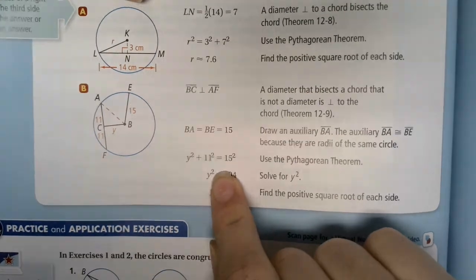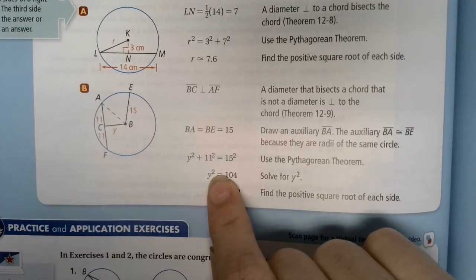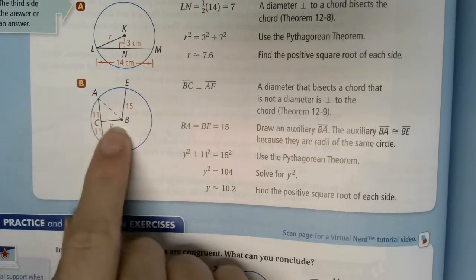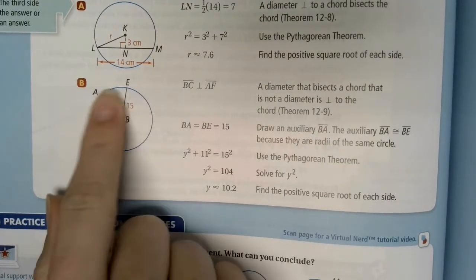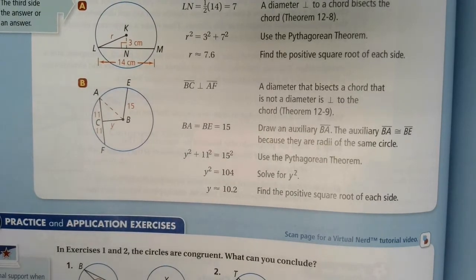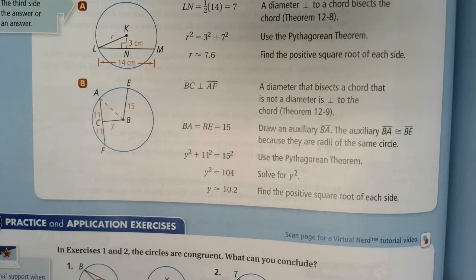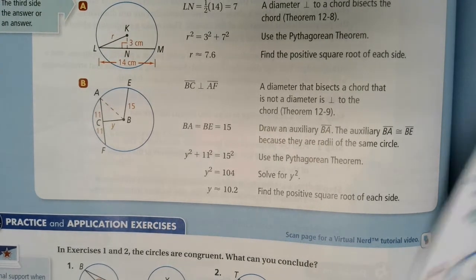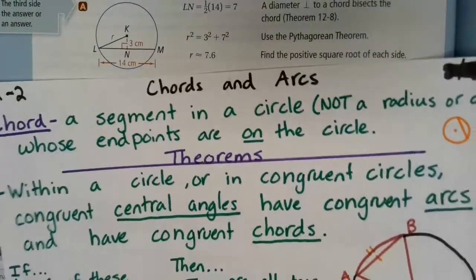Okay? You're going to be using the Pythagorean theorem a lot in this chapter. The key thing is remembering right angles and that the radius is the same all the way around the circle. It's also the same in congruent circles. So if you have two circles that are congruent, the radius is going to be the same in both. So keep that in mind while working on 12-2, chords and arcs.